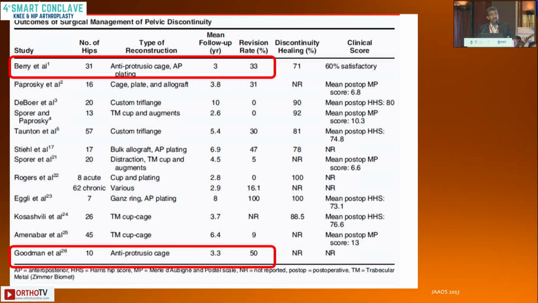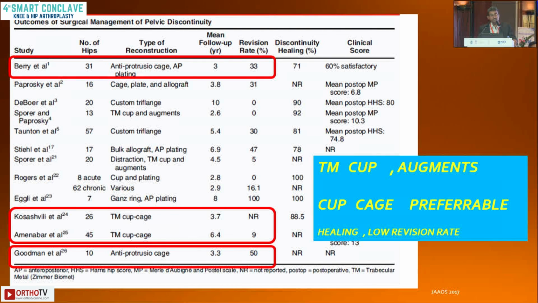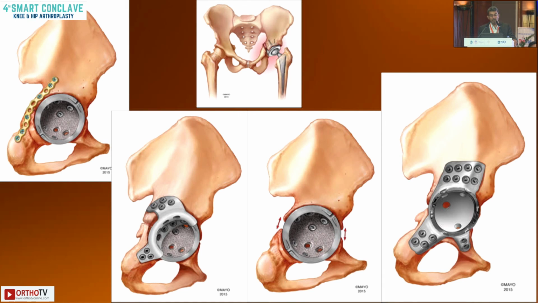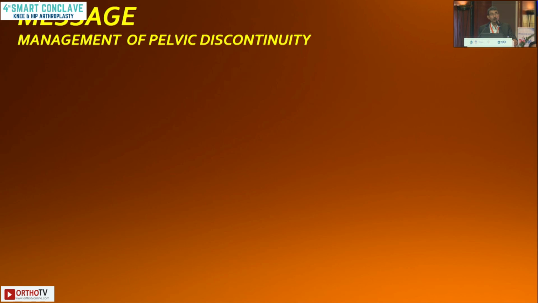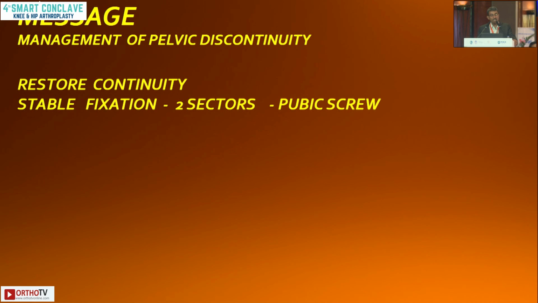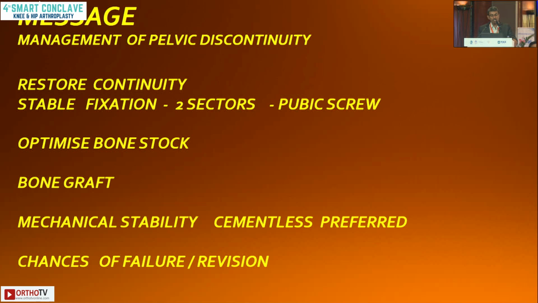So you have anteroprotrusive cages that are also being described. However, people are moving towards a cup cage construct, and augments are definitely the go-to for a situation like this, where we have the true cup cage construct provided by Zimmer, but the sizes don't match in our situation, so we can use a modular or customized fitting for our situation. Restore continuity, stable fixation in at least two sectors with the pubic screw, optimized bone stock, bone graft, mechanical stability, cementless is preferred, and remember that chances of failure and revision are high.